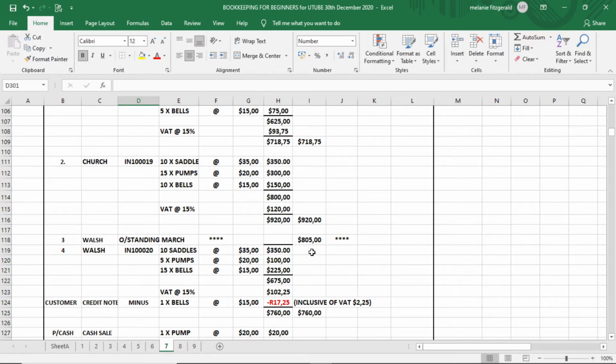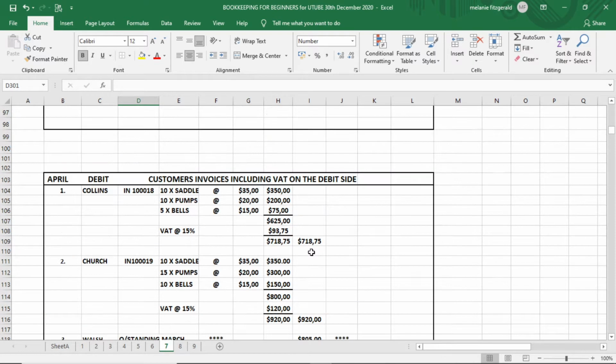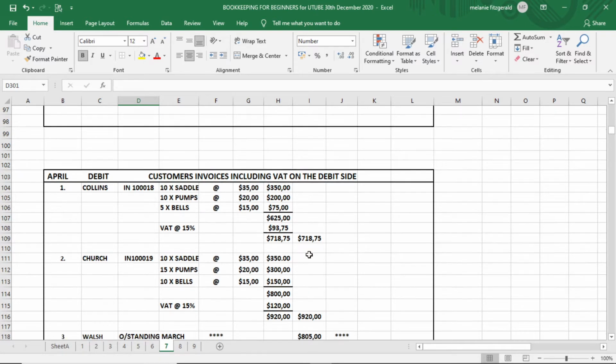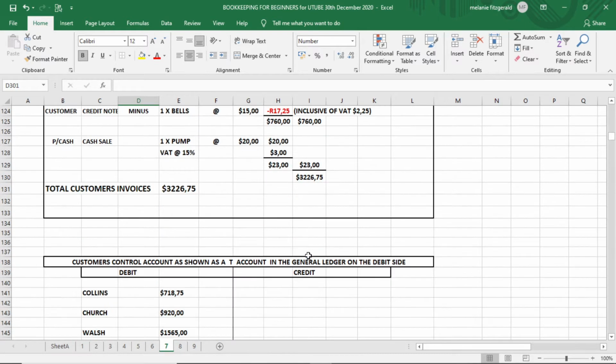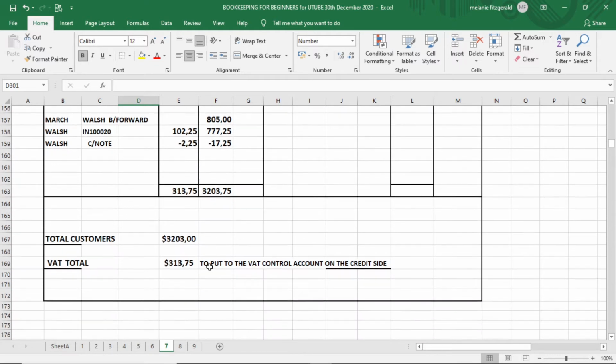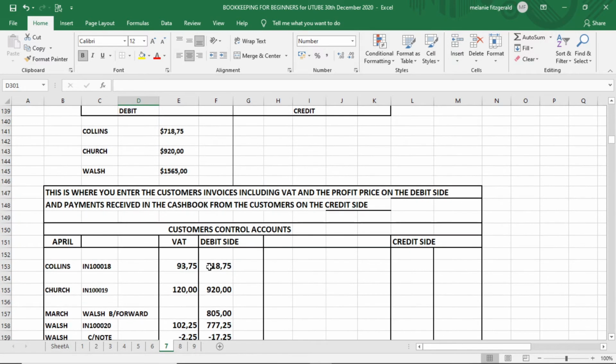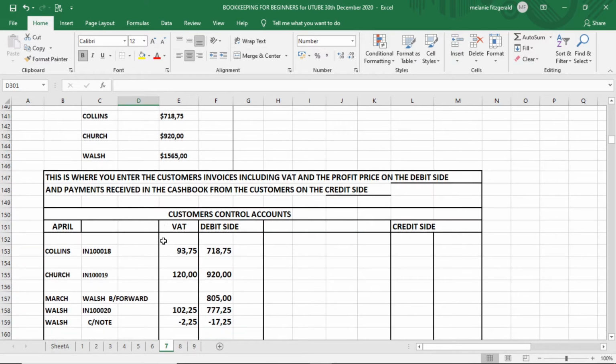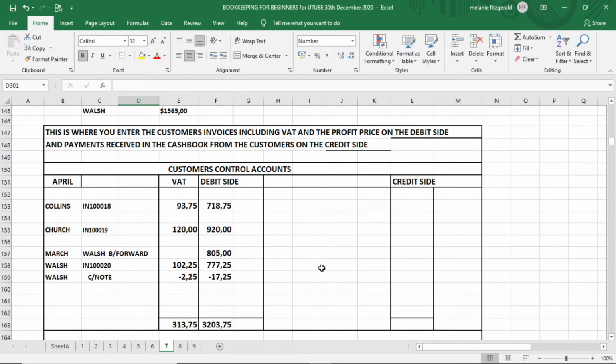His outstanding balance that he owes us, we also include in this invoice that we issue to our customers. All right, so customers control account. Once again, this is an example. This goes on the debit side of the general ledger, and it looks exactly like this. Remember, this side is not filled out. We're going to fill that out now.